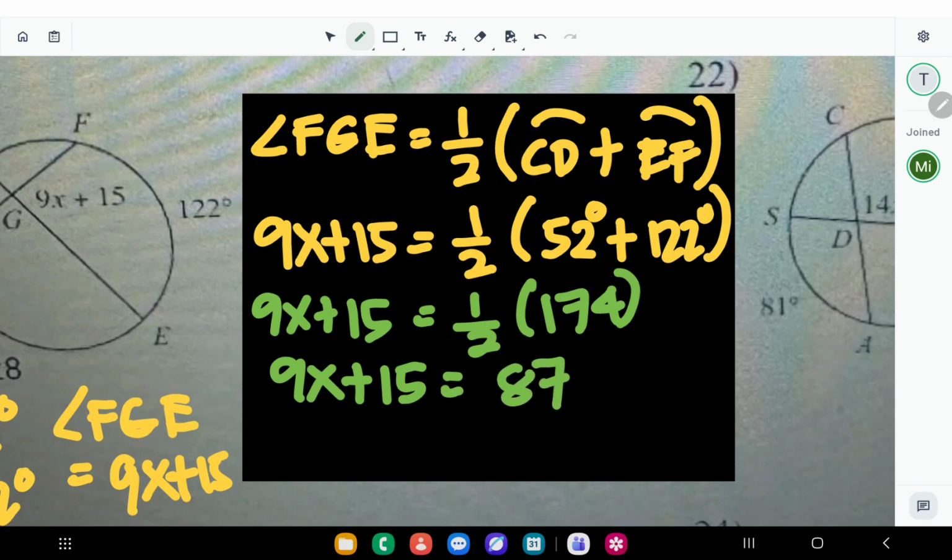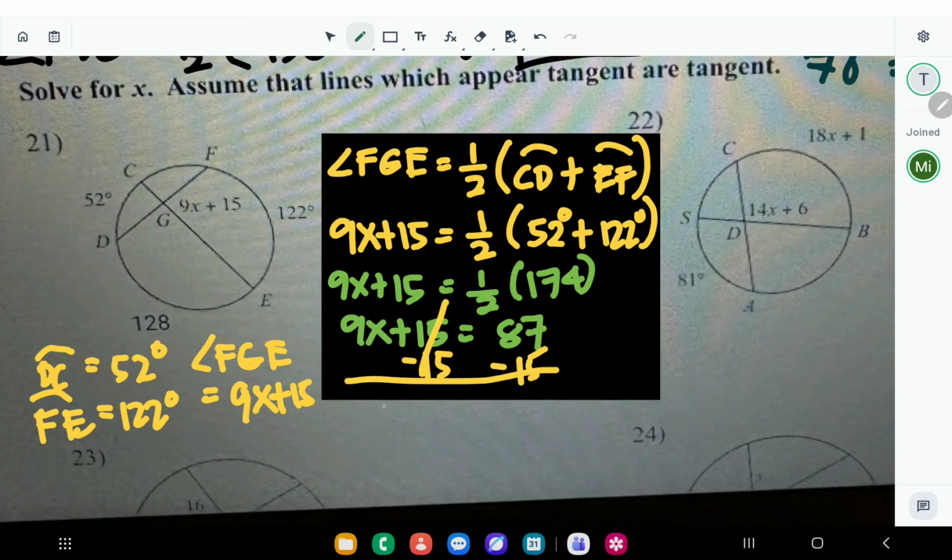Okay, 87. And then we subtract 15 from both sides. So we're left with 9x equals, what is 87 minus 15? 72. Divide by 9. Then x is equal to, what is x? 8. So x is 8. We did it correctly, right?